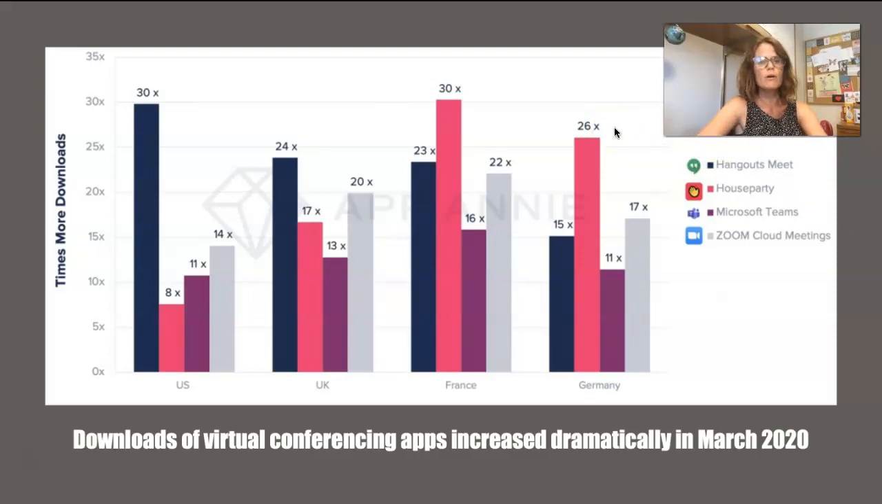So, one thing I wanted to point out, this has become even more of an important skill. A lot of work was moving remotely. Presentations were becoming more like things like webinars. But as you can see in March 2020, it shows the different countries, and this is the increase in downloads of things like Hangout Meets, House Party, Microsoft Teams, Zoom Cloud Meetings. Now, all of these weren't presentations, but many of them were for work related reasons.